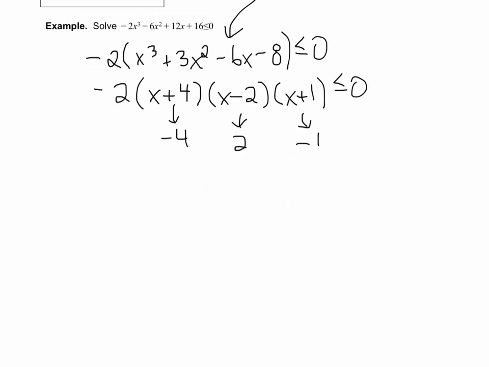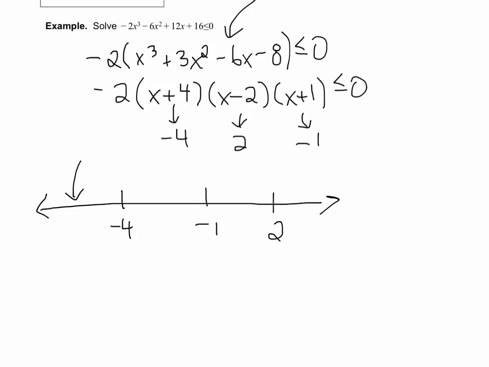What we're going to do then is create a number line, so just a straight line, arrows on either side, and we're going to place our 3 roots or our critical values on the number line. So we've got negative 4, negative 1, and 2. And then what we want to do is check values within each of these intervals.